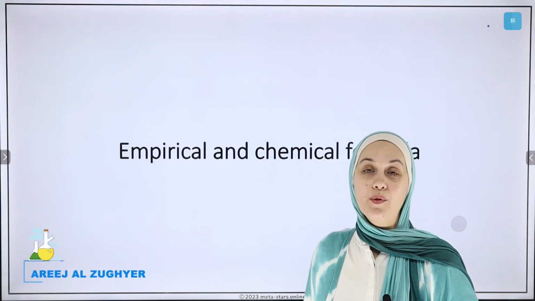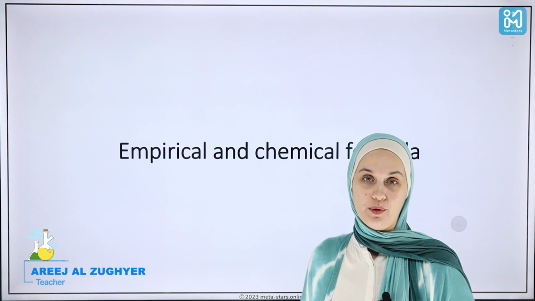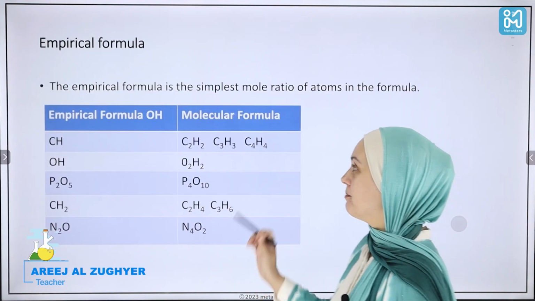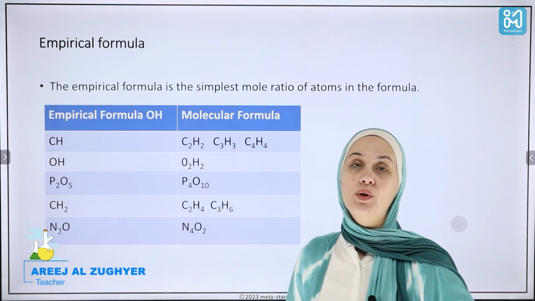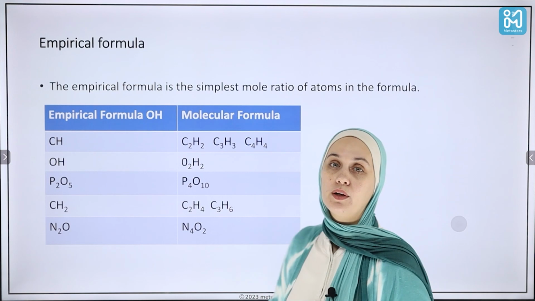Hello everyone. Our topic for today is empirical formula and chemical formula or molecular formula. What do you mean by this? Let's start. The empirical formula is the simplest mole ratio between atoms. Simplest mole ratio. Look at this table closely.